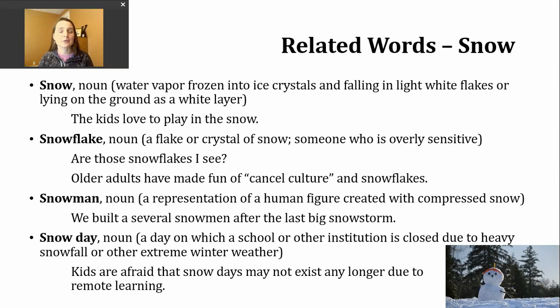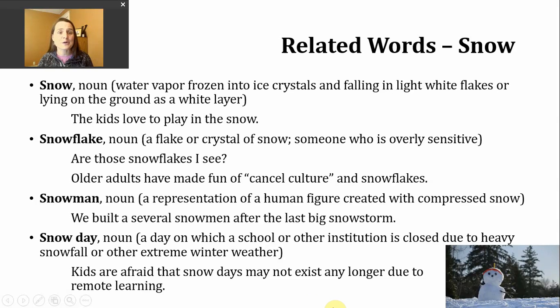And the first word we're going to look at is just the noun form. Same spelling, same pronunciation. So the noun snow is referring to water vapor that has been frozen into ice crystals, and it might be falling in light white flakes, or it might be lying on the ground as sort of a white layer. So you can see a little bit of it in the picture I have down here in the bottom corner of your screen.